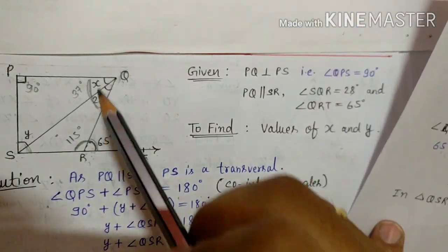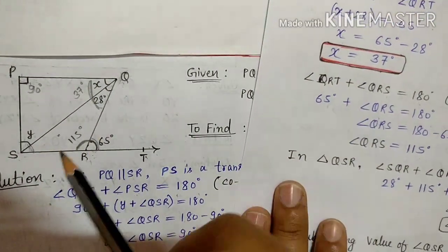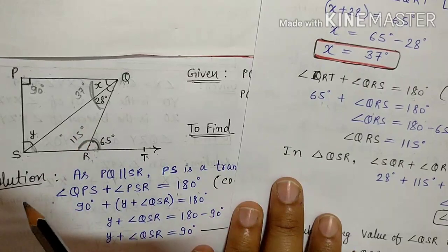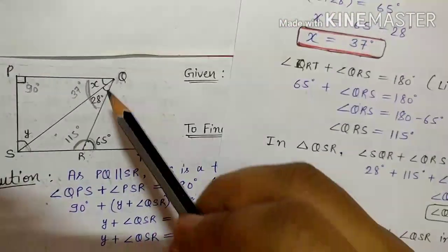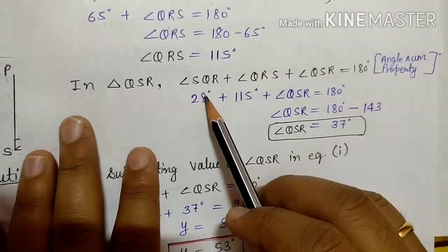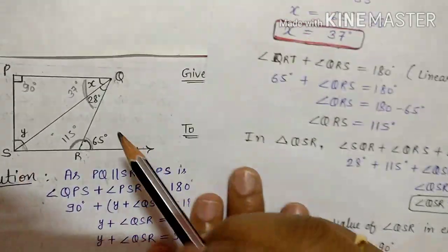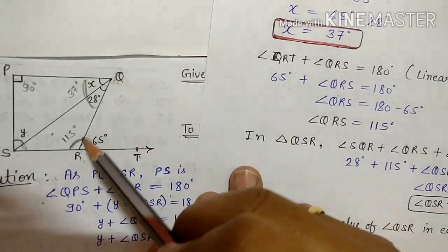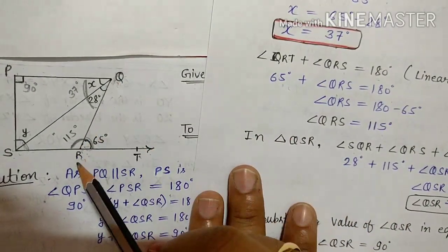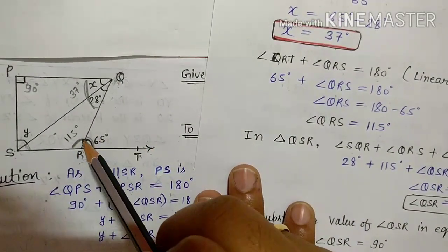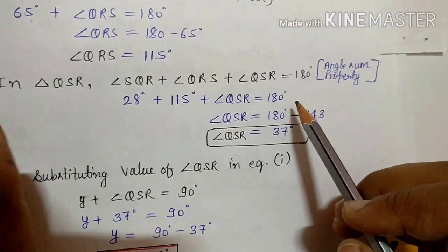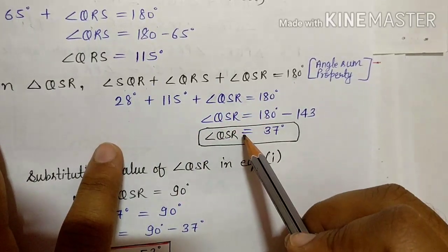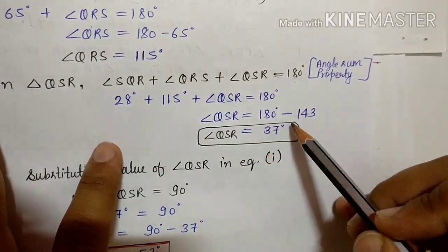Now in triangle QSR, because remember what we have to find out? We have to find the value of this X and Y. So X already we have found out, and Y we have to find out. Okay. So in triangle QSR, angle SQR is 28 degree. Okay. QRS, this inside one, 115 degree, and angle QSR, the sum equals to 180 degree. So we can find out angle QSR value: this plus this, 143, subtract from 180, we get 37 degree.